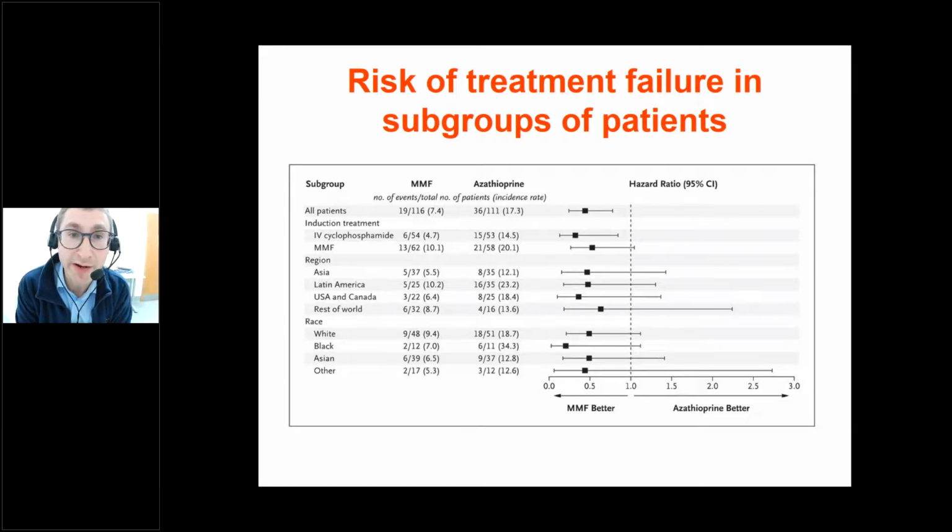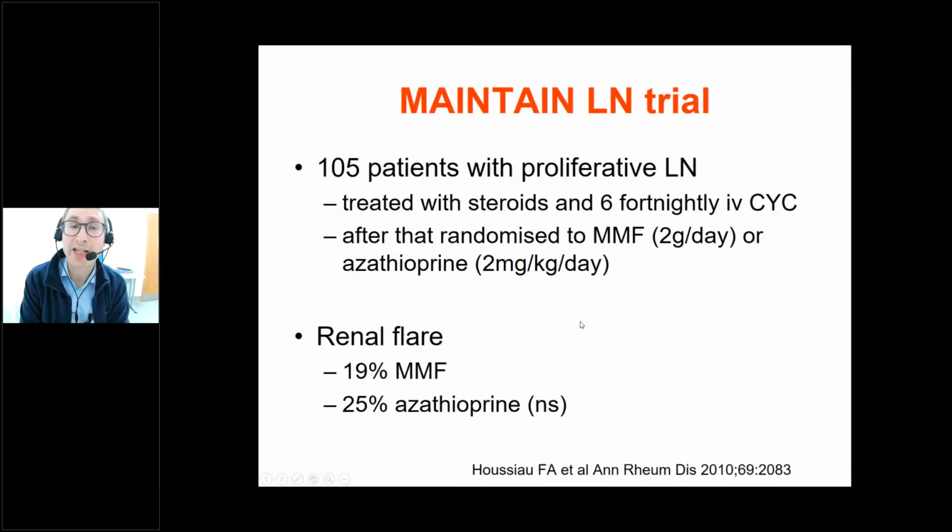And if you look here comparing MMF versus azathioprine, you can see there's a tendency for MMF to be better. Some of the studies do not cross the one line in this forest plot, but many of them actually do. The MAINTAIN study looked at patients with a proliferative lupus nephritis that were treated with steroids and 6 fortnightly intravenous cyclophosphamide, and patients were randomized to either MMF or azathioprine. And although not statistically significant, there was less renal flare, about 1 in 5, in the MMF group.